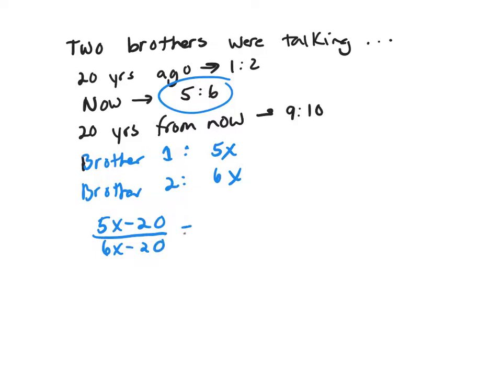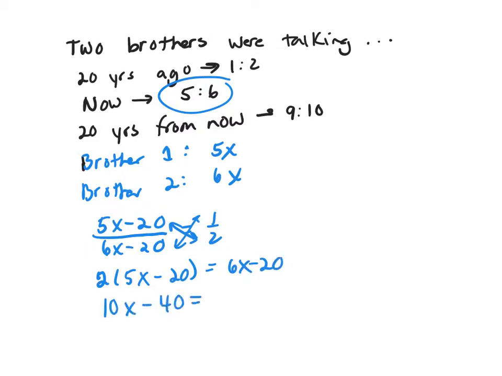And that ratio is 1/2. So cross multiply, and that gives you 2 times 5x minus 20 equals 6x minus 20. And that's 10x minus 40 equals 6x minus 20. And let's subtract 6x from both sides, and that's 4x. And add 40 to both sides. That's going to give you 20.